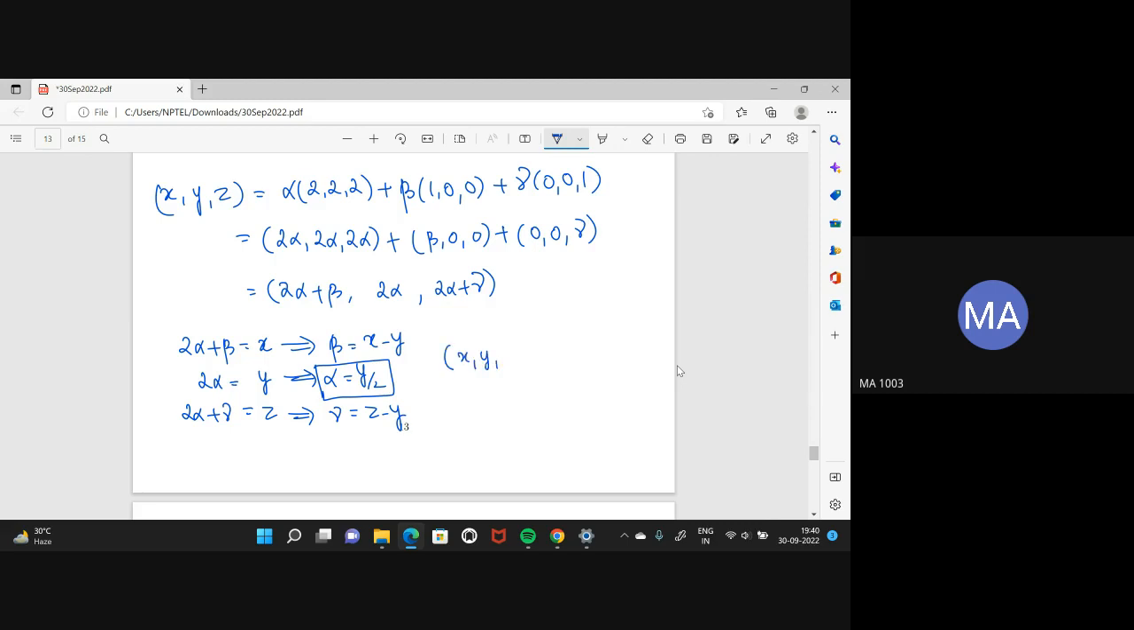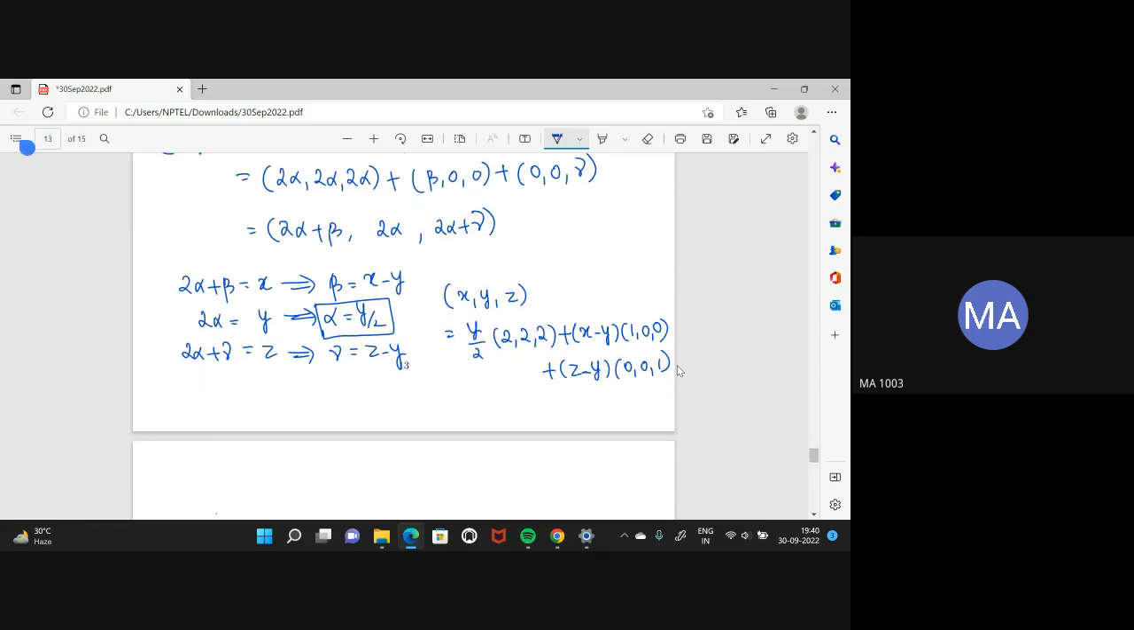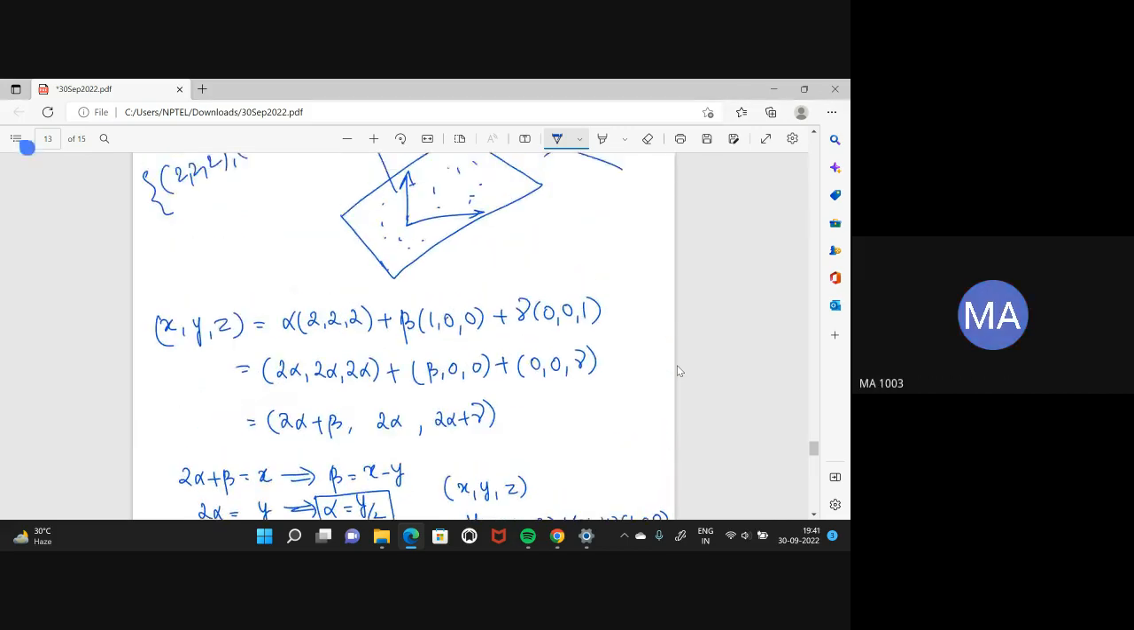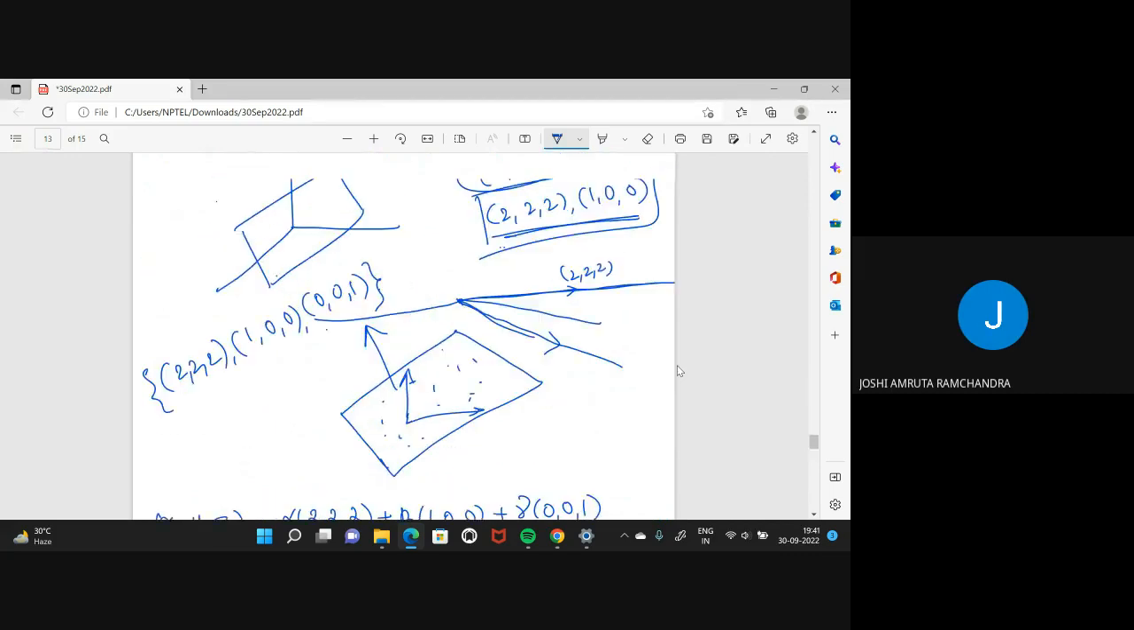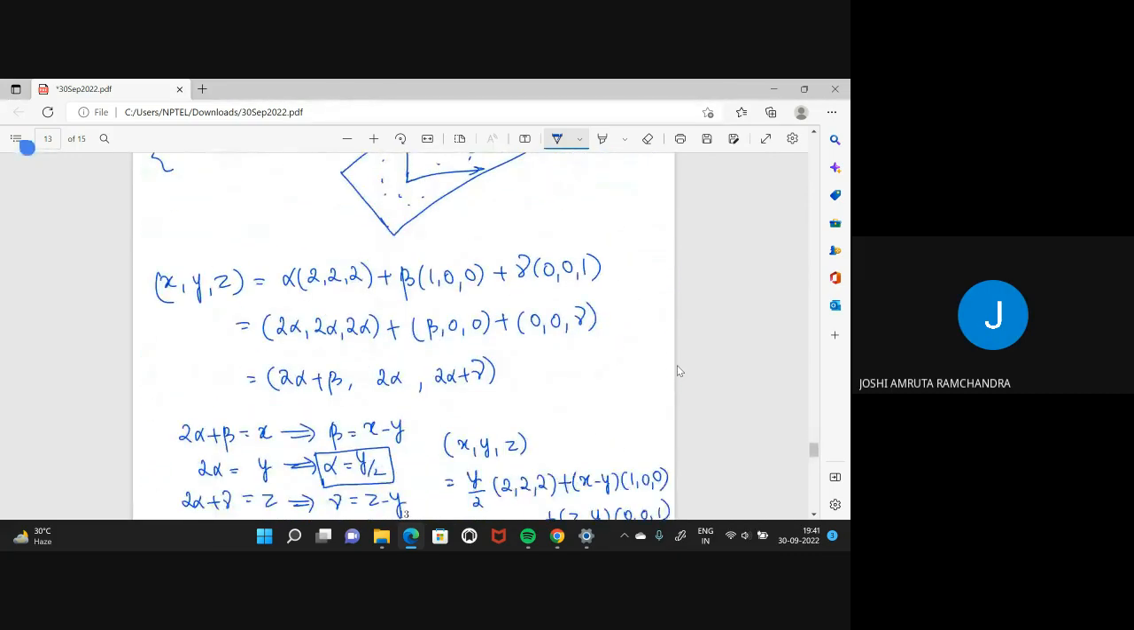So I can write any (x, y, z) as y by 2 times (2, 2, 2) plus (x minus y) times (1, 0, 0) plus (z minus y) times (0, 0, 1). Agreed? Yes, ma'am. So when I simplify this, I will get (x, y, z). But you can also get it from two vectors, no? No, how will you get (x, y, z) from two vectors? Madam, can you please solve up to beta?